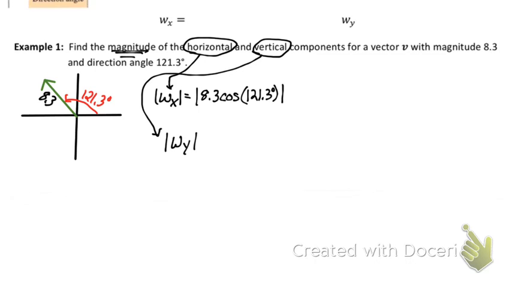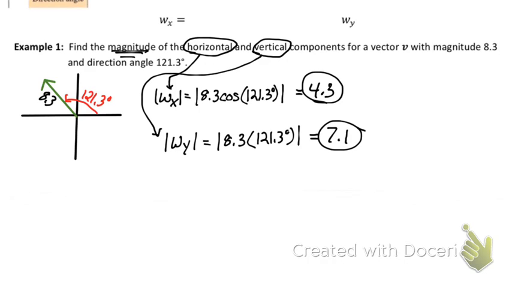My vertical component is W sub y equals 8.3 times 121.3 degrees. I forget these actual values, let me go ahead and put them down. So my horizontal component, which is 8.3 times the cosine, is going to be 4.3. And the magnitude of my vertical is going to be 7.1. So those are my two answers.